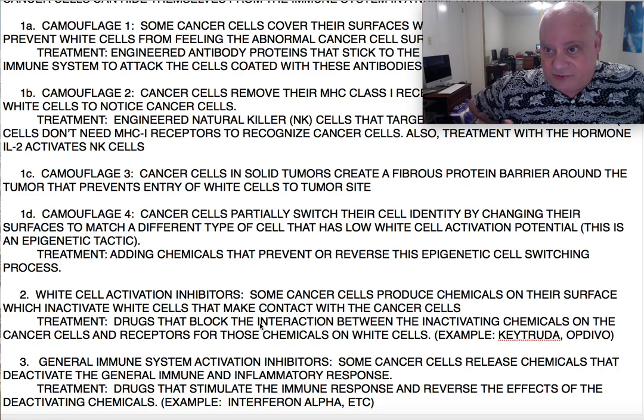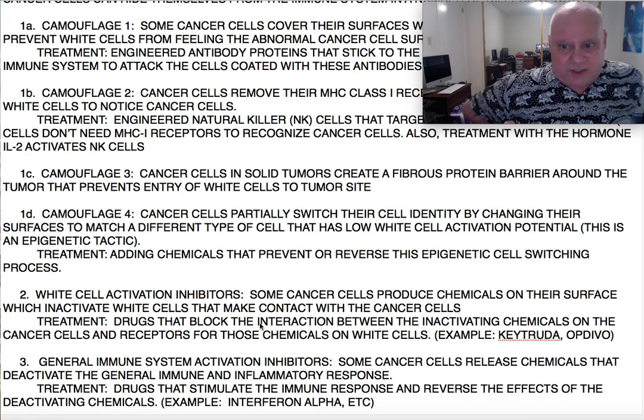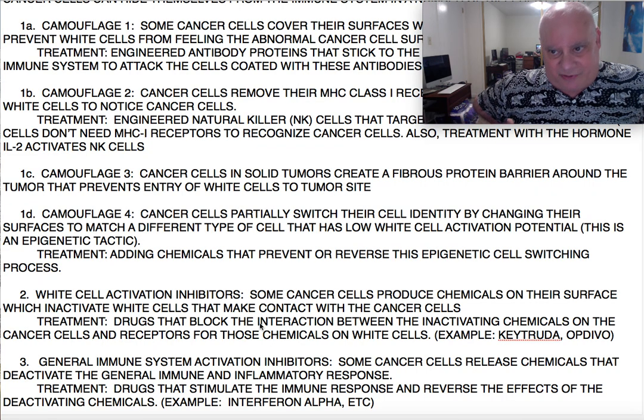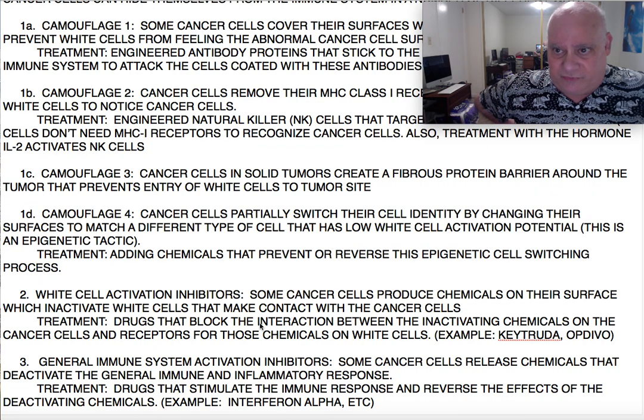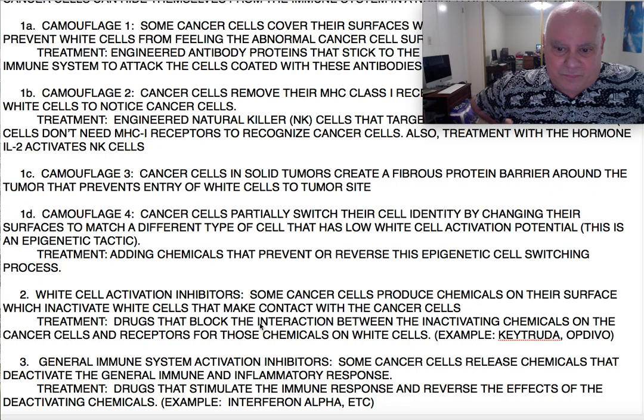And they have been fairly successful. Keytruda is now used to treat a lot of different cancers, which evade the immune system by shutting off the white cells. And Keytruda is good at reversing that.